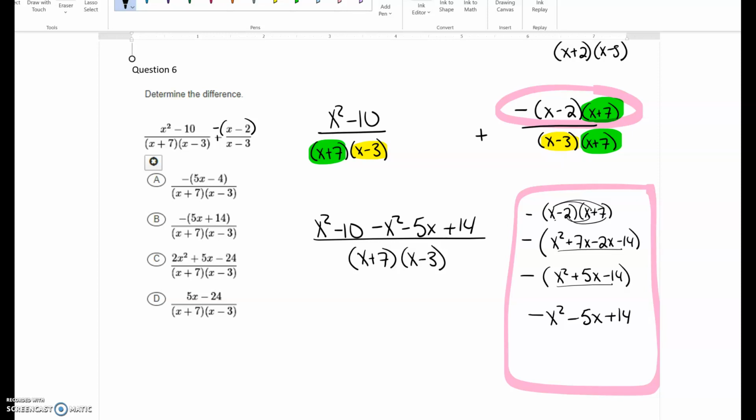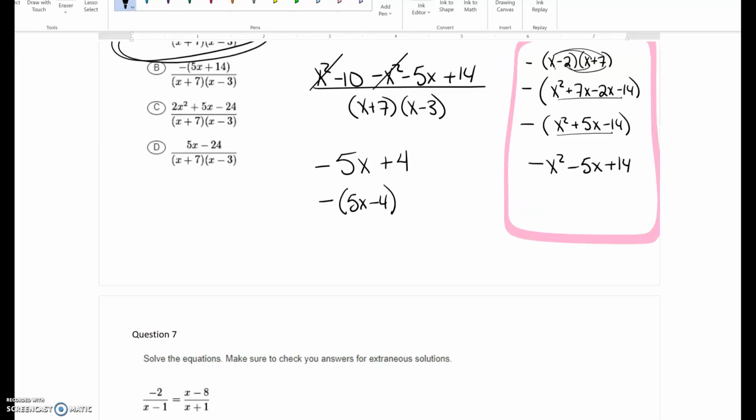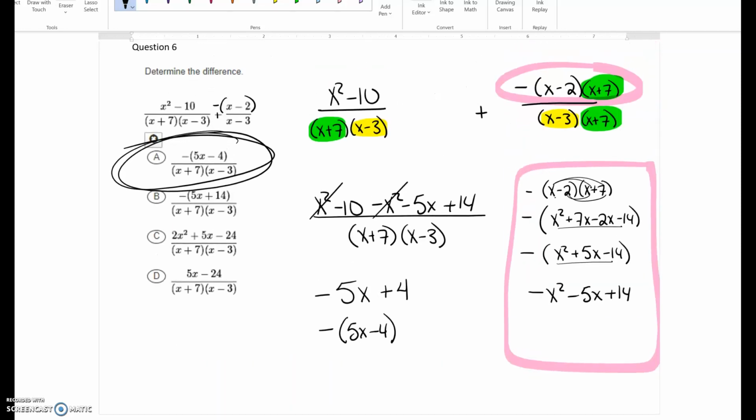We need to find the correct top. So the x squared and the negative x squared cancel each other out. We've got negative 5x and plus 4. Negative 5x plus 4, that looks a lot like this. If you were to factor a negative out, it would be positive 5x minus 4 on the top. So that's how that A problem gets there. Okay, the rest of this is going to be on video 2.